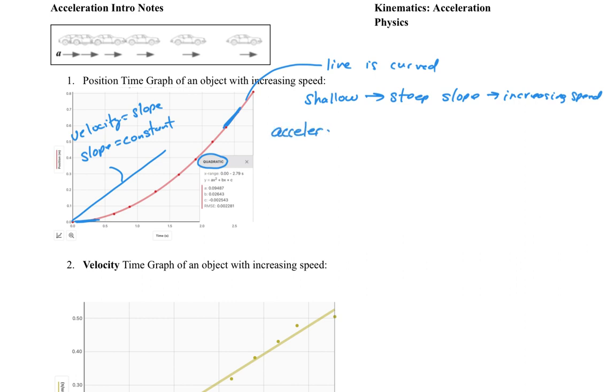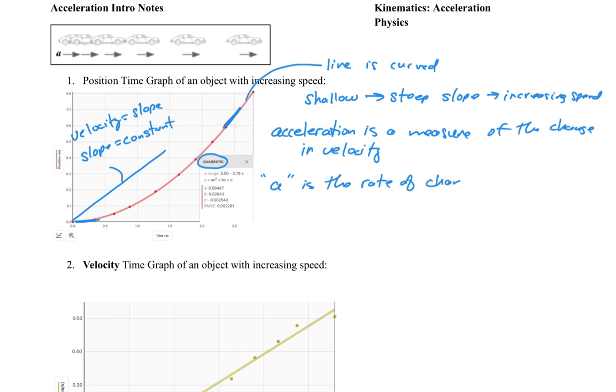Acceleration, we're going to define it better, but I just want to give it in some layman's terms. Acceleration is a measure of the change in velocity. A better way to put this is that acceleration, and we use lowercase a to stand for acceleration, is the rate of change of velocity with respect to time. WRT is with respect to time.